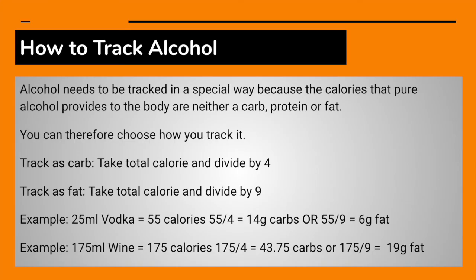Alcohol needs to be tracked differently because alcohol is neither a carb or a fat. So we know the calorific value, but we need to divide it into 4 and track it as a carb, or divide it into 9 and track it as a fat. So for example, a 25 milliliter single shot of vodka is 55 calories, but we're not counting calories, so we need to convert it into macronutrients. So if you track it as a carb, it is 14 grams. If you track it as fat, it is 6 grams.